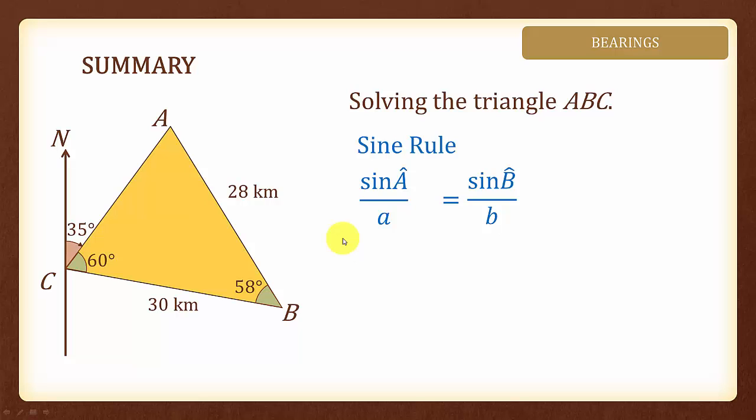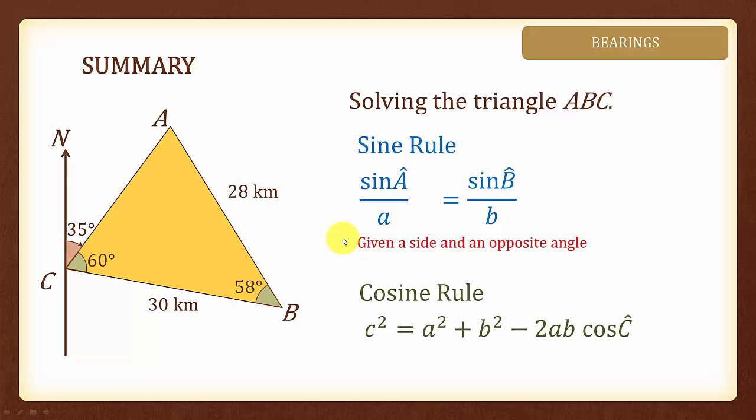Do you remember when you can apply the sine rule? Yes, when you are given a side and its opposite angle. And in this case, we have the side AB given and its opposite angle 60 degrees given as well. Likewise, you can also apply cosine rule whenever applicable. Do you remember when you can apply cosine rule? Yes, we'll apply it when we are given 3 sides or when we are given 2 sides and an included angle, like the example here. That's all for this topic.